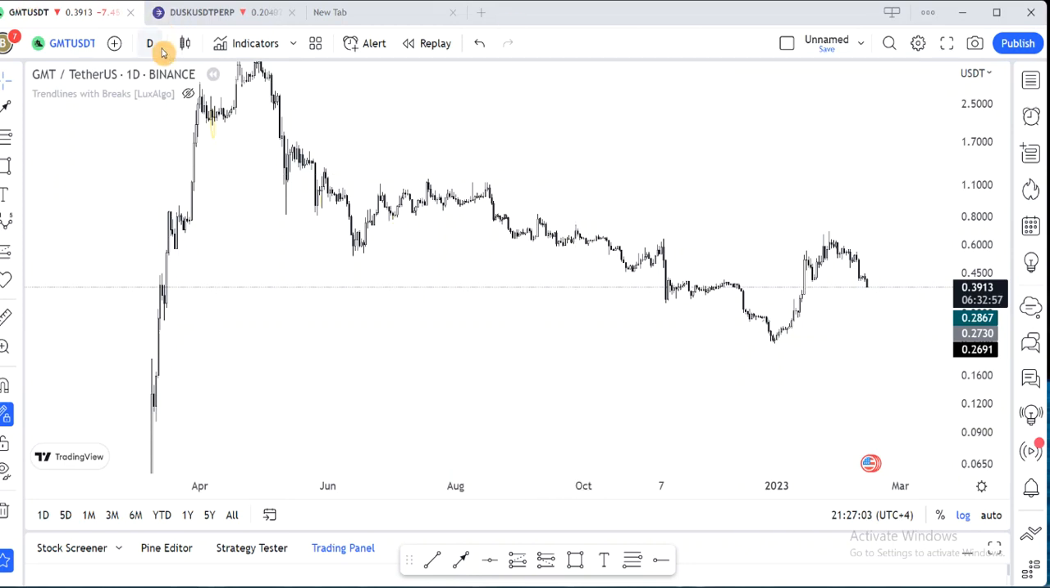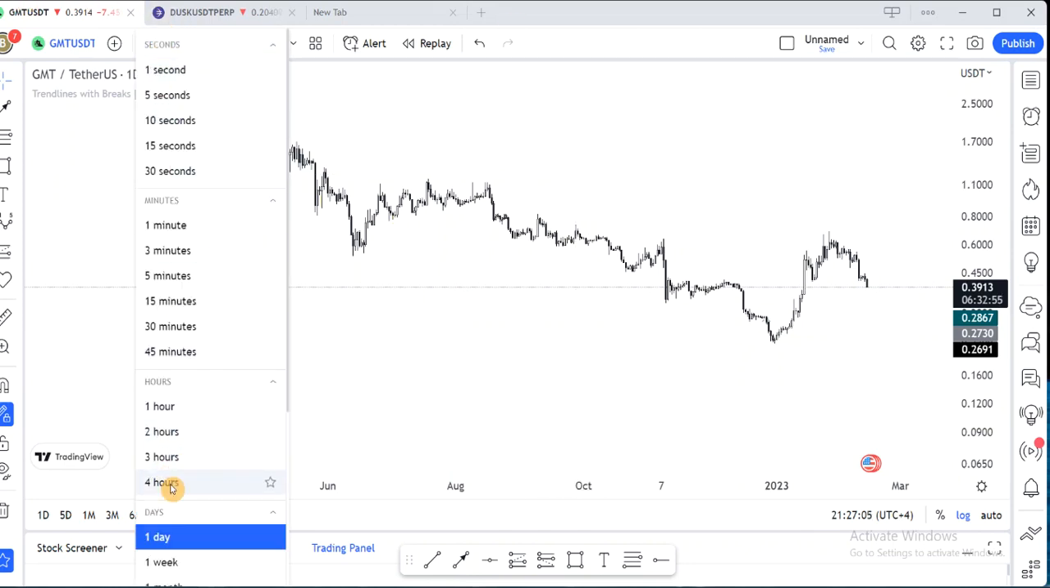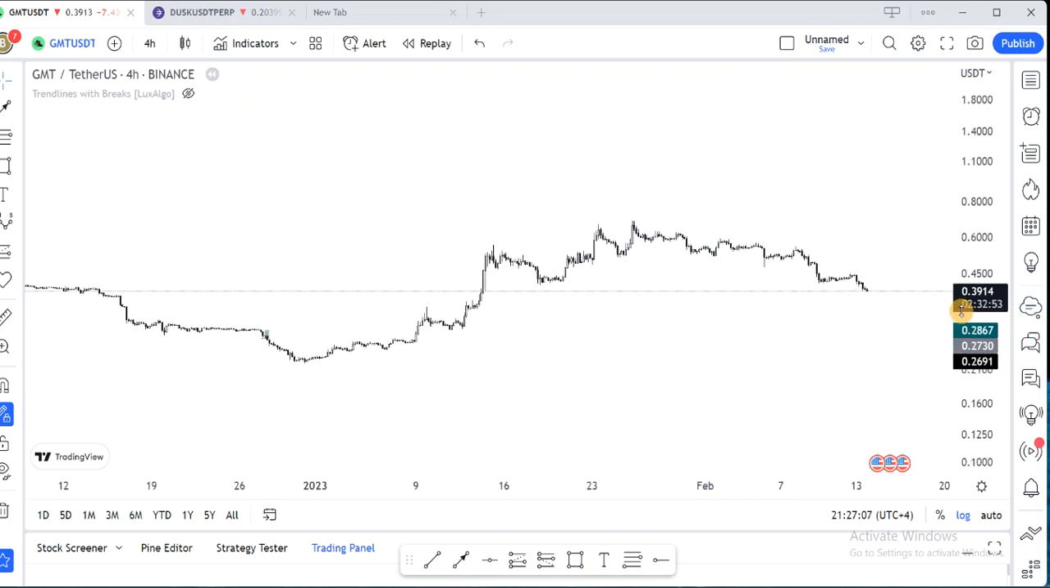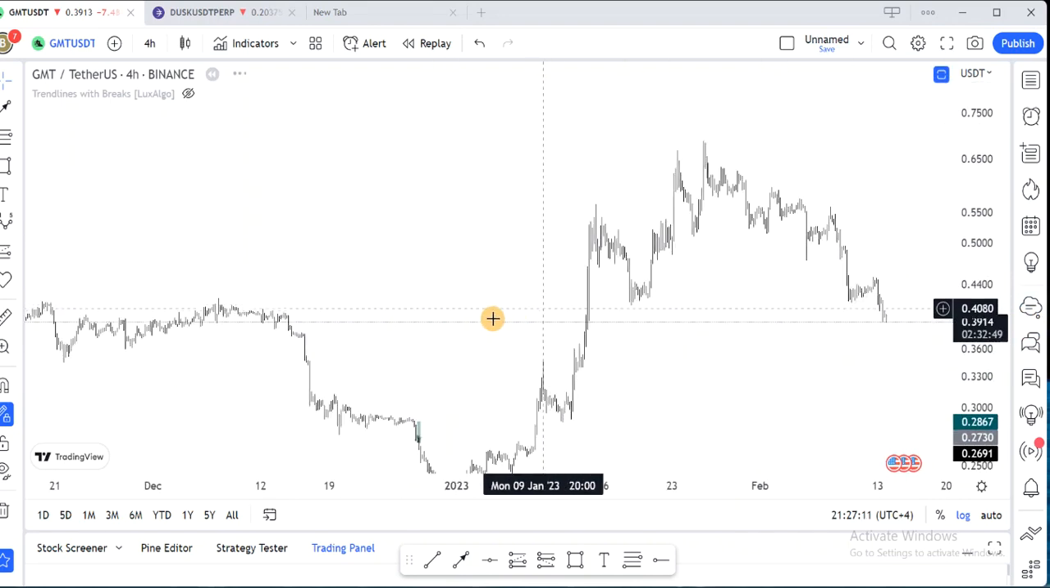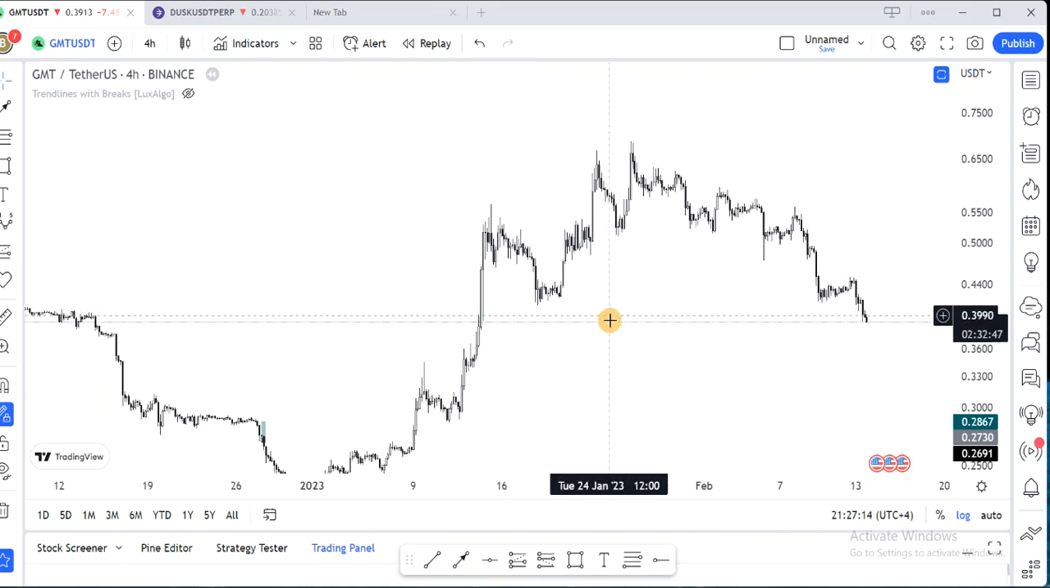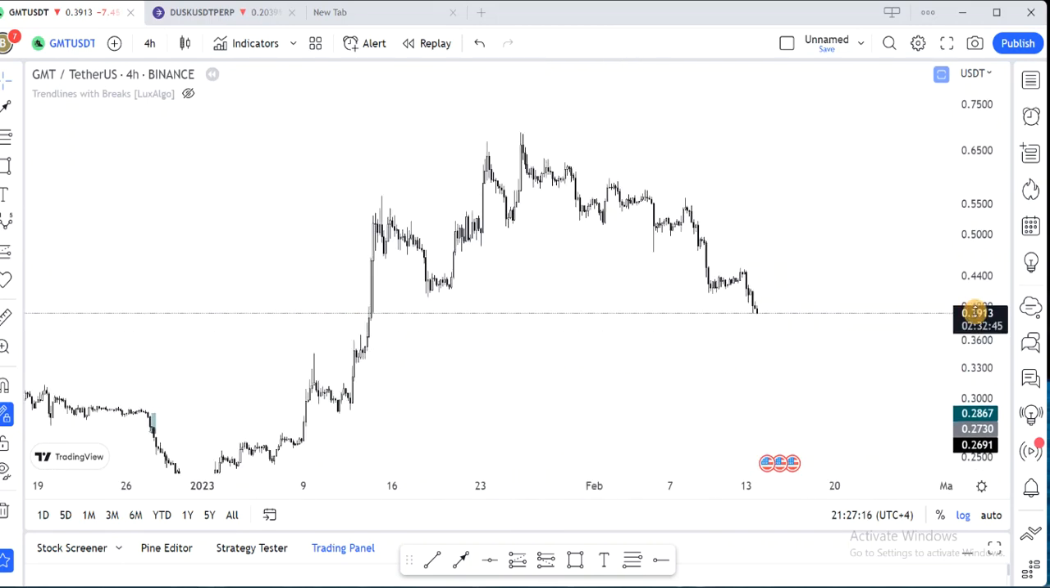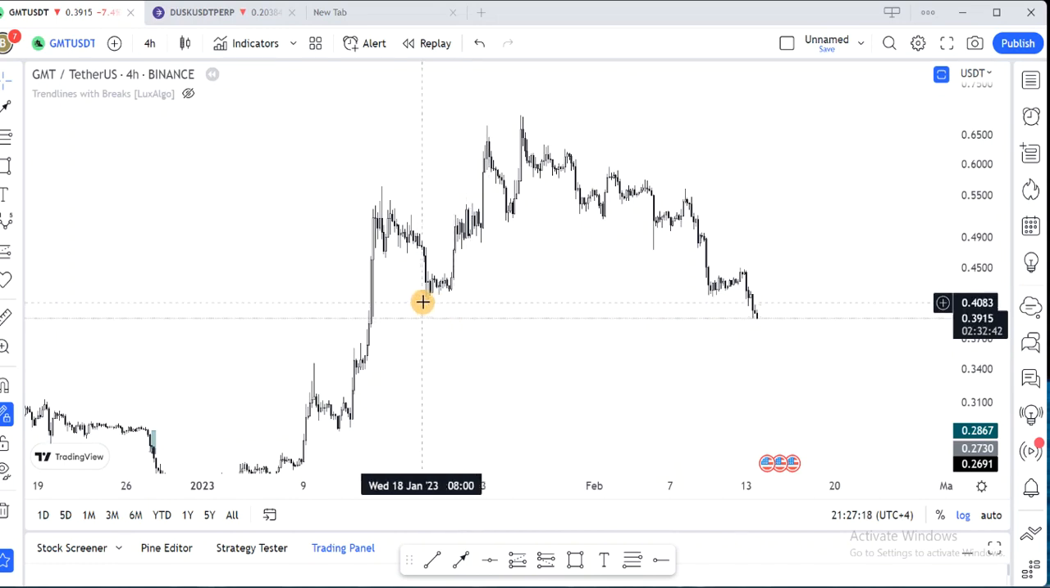So guys, let's get started. Let me show you the 4-hour chart on this particular coin. I don't want to show you much of what happened in the past. I just want to show you something that just happened.